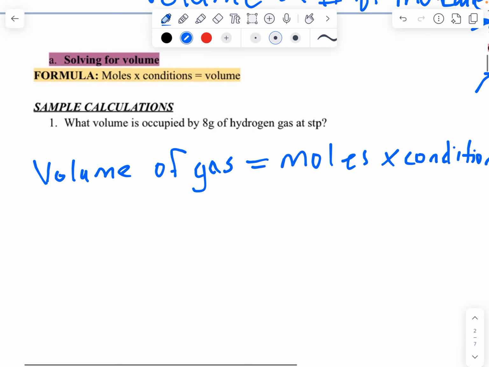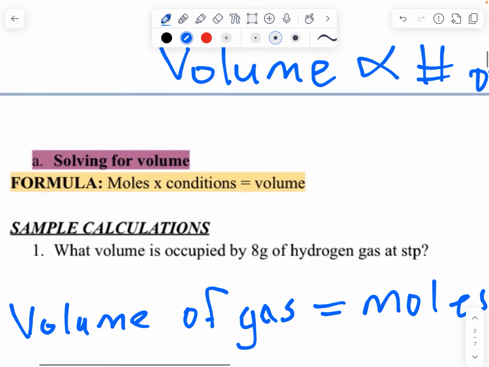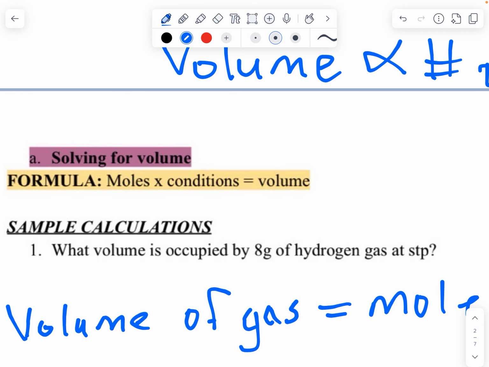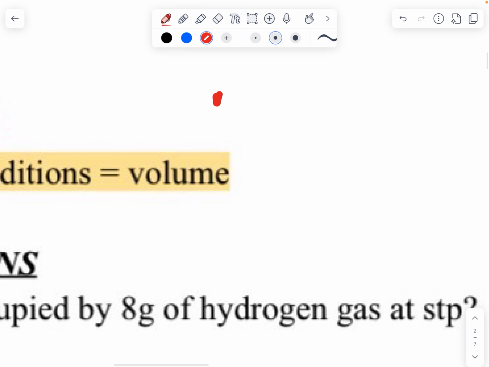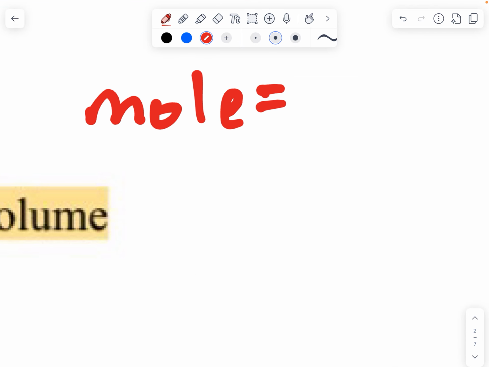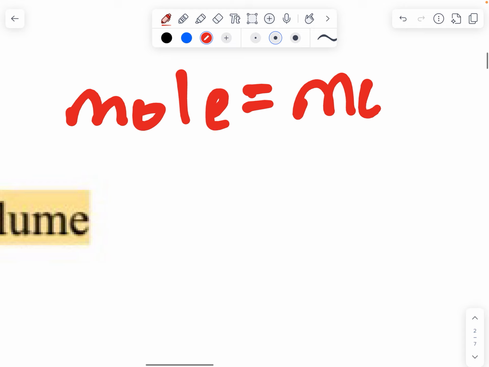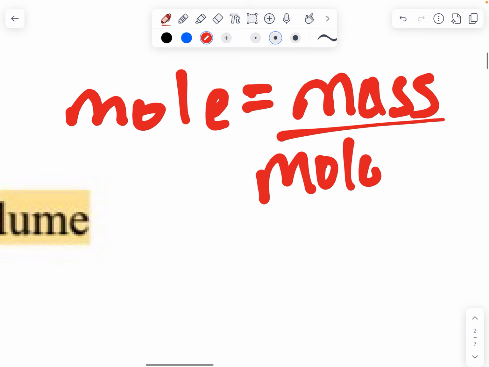And sometimes for moles, I'm just going to insert this right here. Just a little recap: there are 2 equations for moles. Moles is equal to mass divided by molar mass.